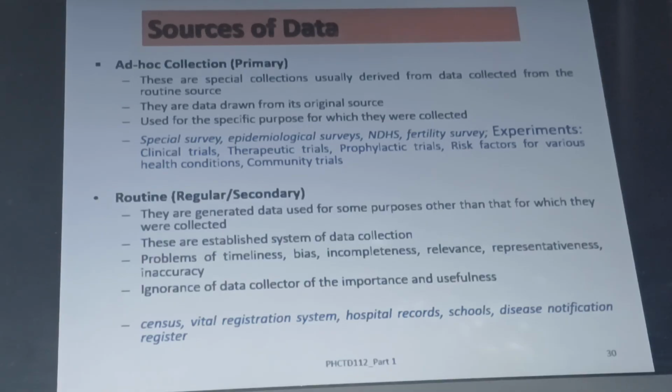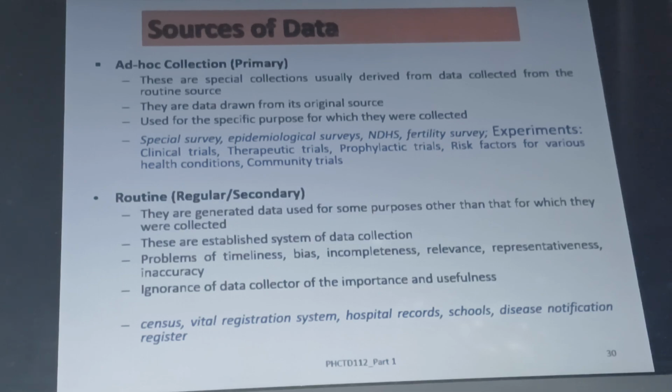conditions, community trials. Primary sources of data are data that you design your own questions for and collect your data from the subject. The subject here can be participants in terms of human beings or animals. So primary source of data is the one collected from its original source for your own specific purpose for which the data were collected. Then we have the regular or secondary data.